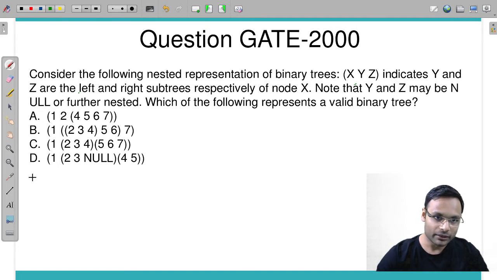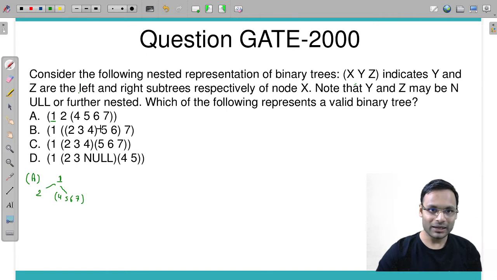Let's say option A. Let's check it out. Option A says that from left to right, the very first quantity is the root. Second quantity 2 is the left subtree, a single node. And the third quantity is the right subtree. So the right subtree will have 4, 5, 6, 7. This is the right subtree of 1.